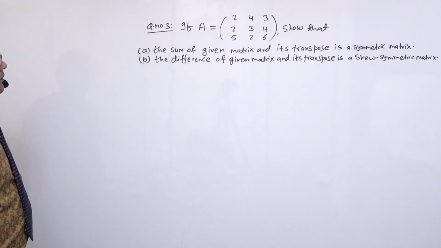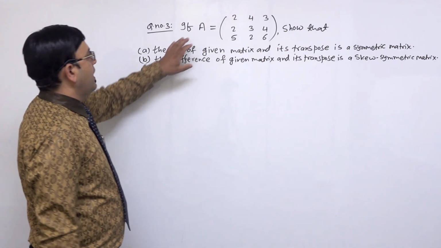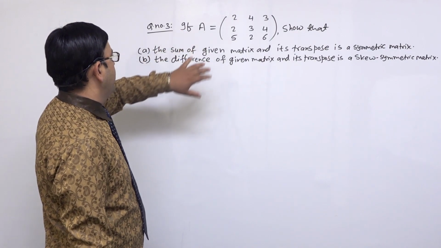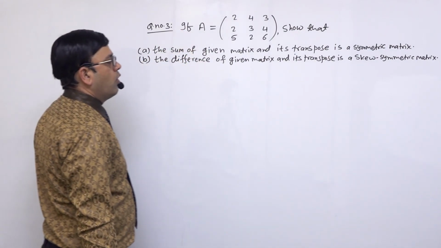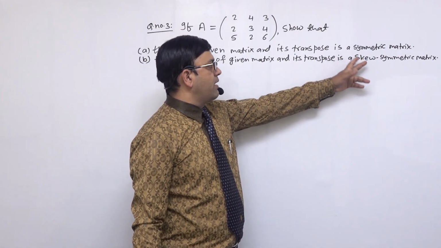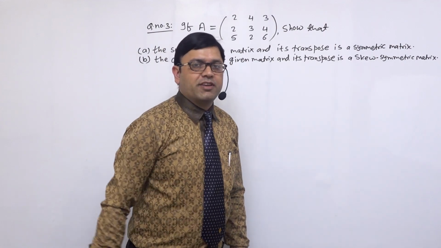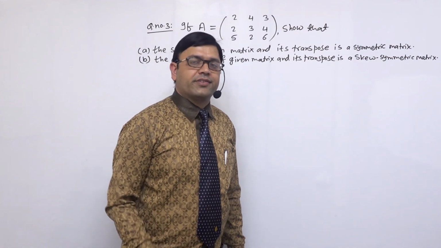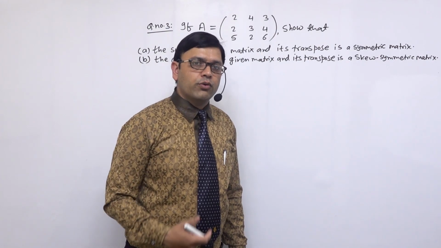Now, how to show this one? How to prove this? Here we have A as a given matrix. So at first we have to know what is meant by symmetric matrix and what is meant by skew symmetric matrix. We already discussed this. I think you know already.